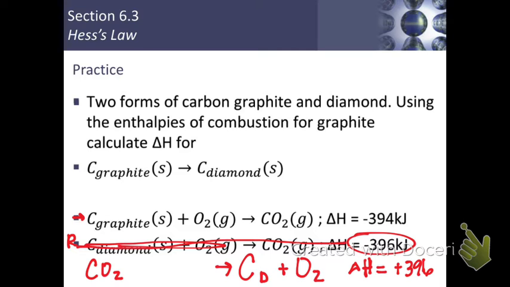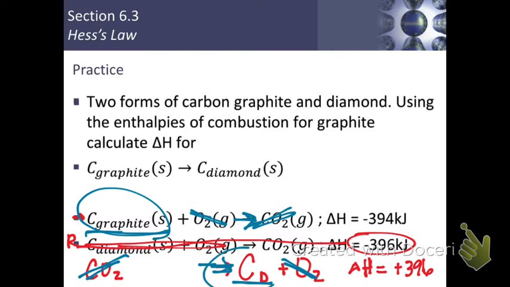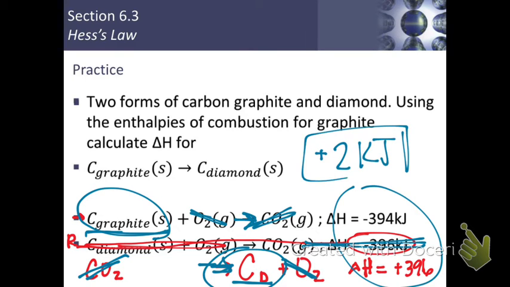Now let's see. Can we cancel out everything? Let's underline what we need. We need carbon graphite and carbon diamond, but that's it. So now I'm going to see, do my O2s cancel? Yes, I've got an O2 here and an O2 here. Be really careful about where your arrows are, and make sure you're looking at the right sides. I can cancel CO2 and CO2. That leaves me with carbon graphite and carbon diamond. So I'm not dealing with negative 396 anymore. I'm going to combine those two values, which gives me a positive 2 kilojoules.